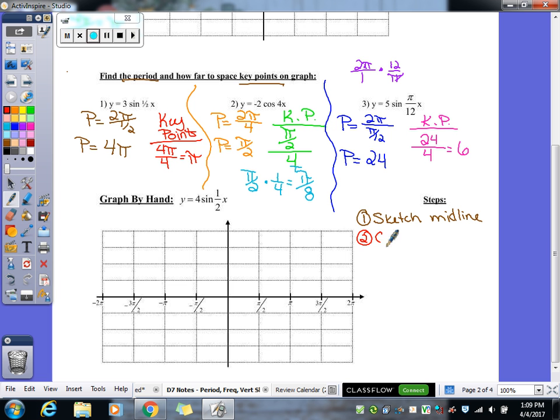Second, you want to calculate your period. So what is our b value for this question? It'd be 1/2, so 2 pi over 1/2. That would give us a period of what? 4 pi. Is that a common one? Very, yes.